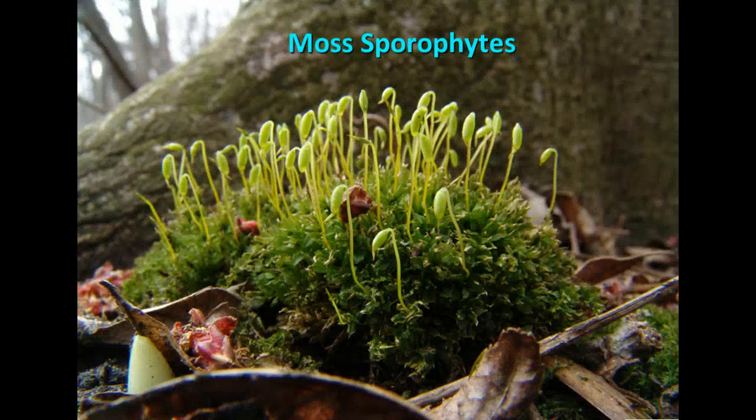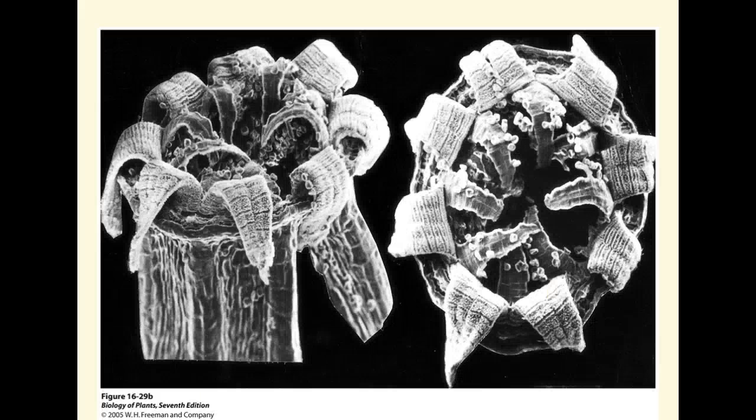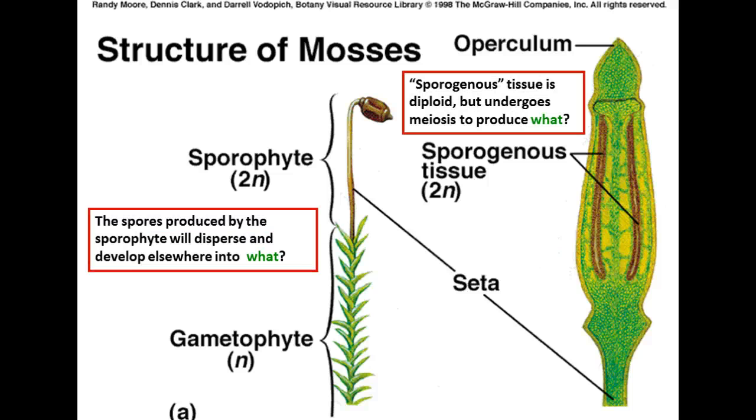Some more moss sporophytes. And we can see a moist capsule versus a drying capsule. So remember that this peristome with the teeth, as it dries out, the teeth open to release those spores. And here's a really close-up view. So what's happening there? Okay, remember that the sperm is going to fertilize that female archegonium and then grow into the sporophyte. So the spores are dispersed by the wind.